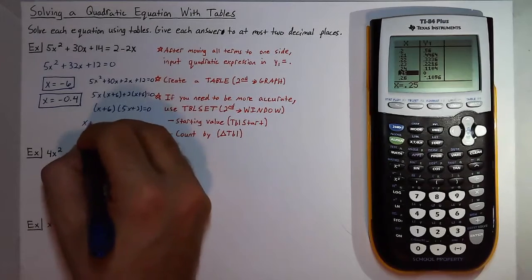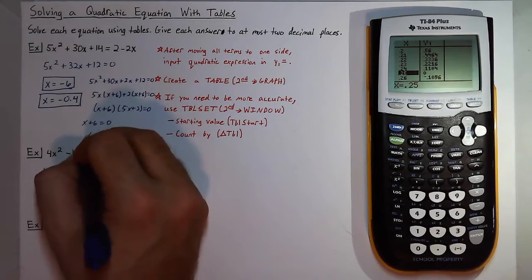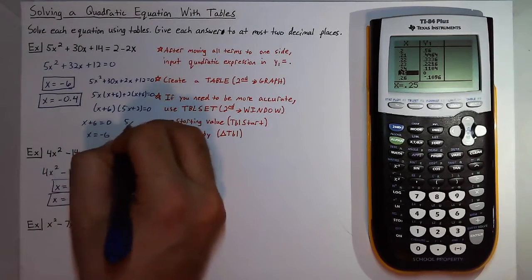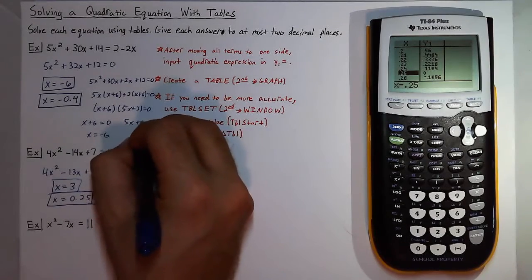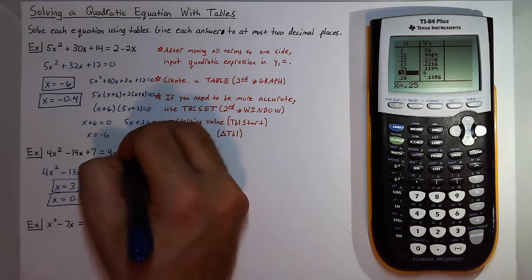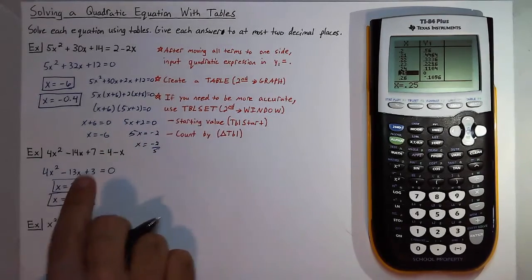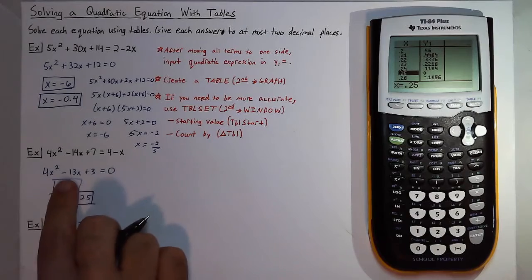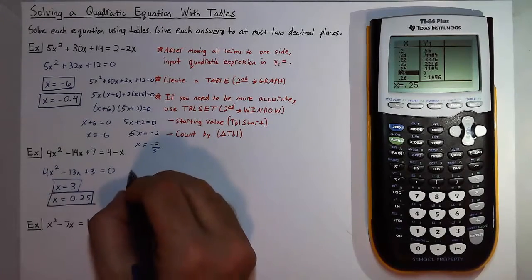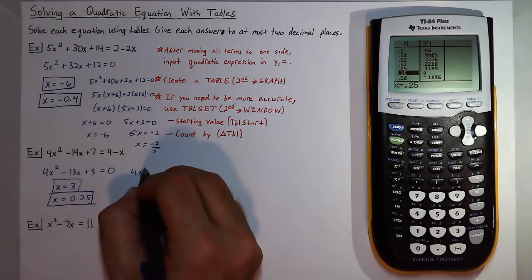giving me two solutions of -6 and -2/5, which is negative 0.4. And I could have done the same thing for this equation as well. Two numbers that multiply to 12 but add to negative 13. That would have been negative 12 and negative 1.